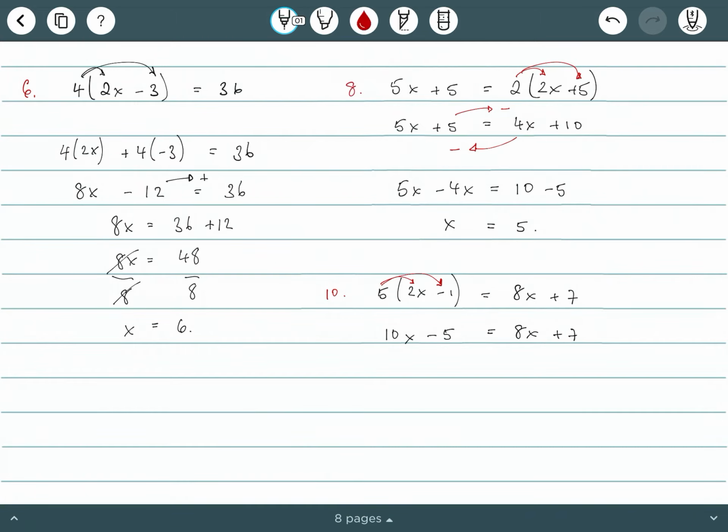Now, bring the 8x over, it's going to become a minus. Bring the minus 5 over, it's going to become a positive. So let's rewrite this equation. So it's 10x minus 8x is equal to 7 plus 5. 10x minus 8x is 2x, and 7 plus 5 is 12. I want to get rid of the 2, so divide both sides by 2. You get x is equal to, 2 goes into 12 6 times, so x is equal to 6.